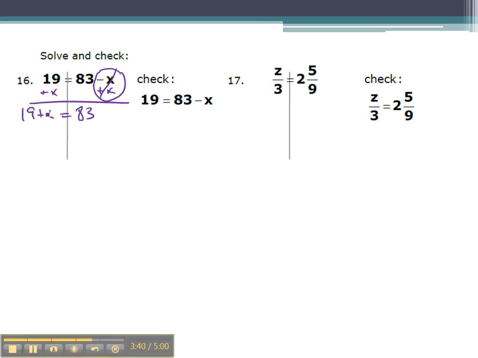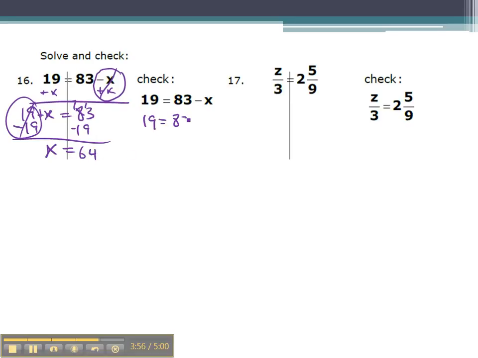And then to isolate the variable x, we need to get rid of this 19, so subtract 19 from both sides. 19 minus 19 is 0, so we get x equals 13 minus 9 is 4, 7 minus 1 is 6. So x equals 64, but let's check it.